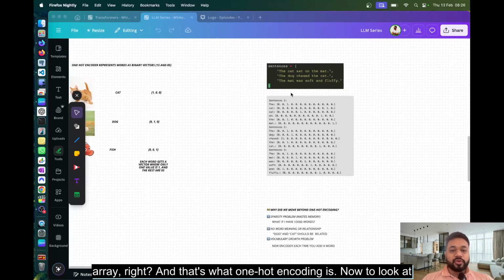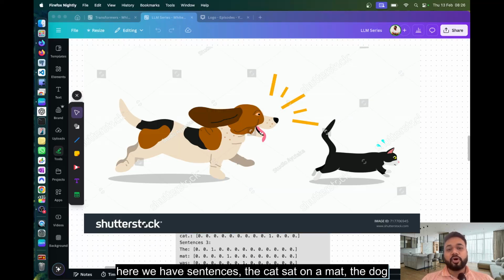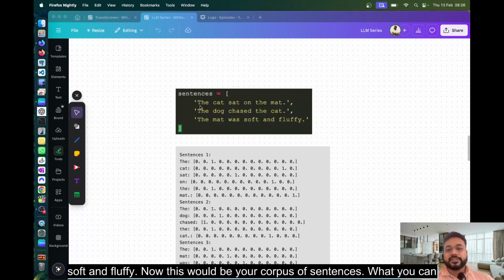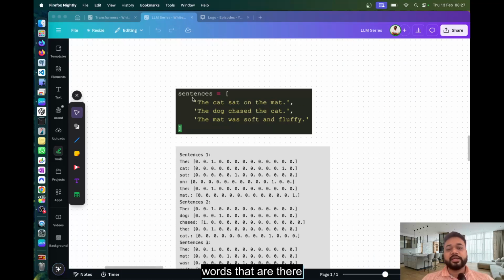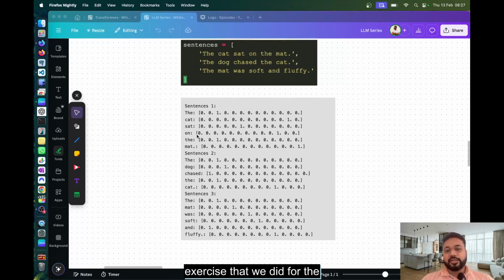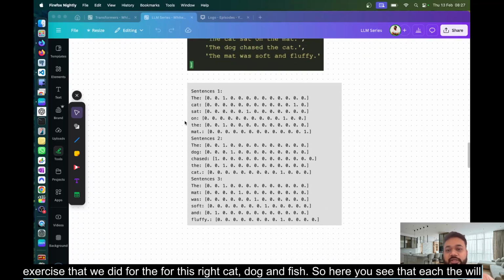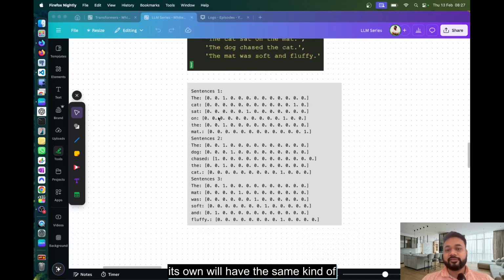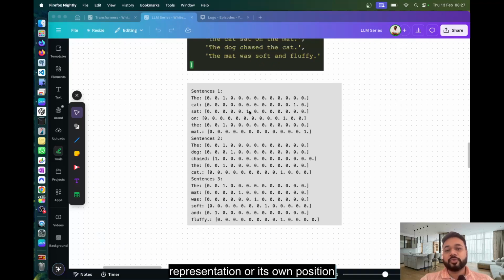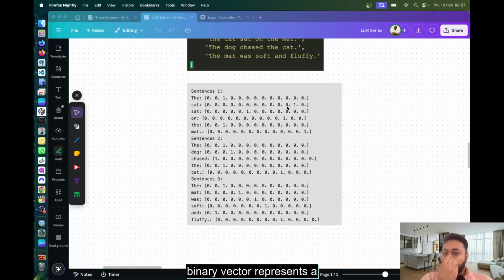Now to look at a bigger example, you'll see that here we have sentences: the cat sat on a mat, the dog chased the cat, and the mat was so soft and fluffy. Now this would be your corpus of sentences. What you can do is you can take unique words that are there in this corpus, and then for each word you can basically repeat the same exercise that we did for cat, dog, and fish, right? So here you see that each word over here will have its own representation or its own position of 1, where this unique combination of zeros and 1, or the binary vector, represents a single word, right?